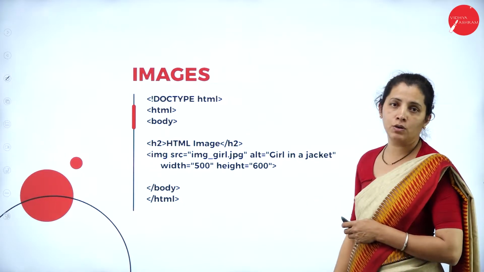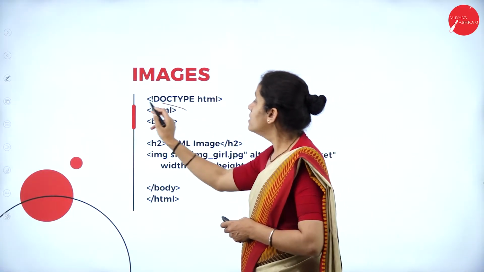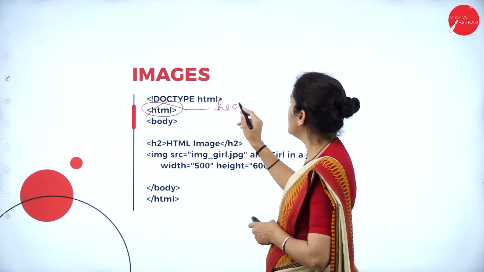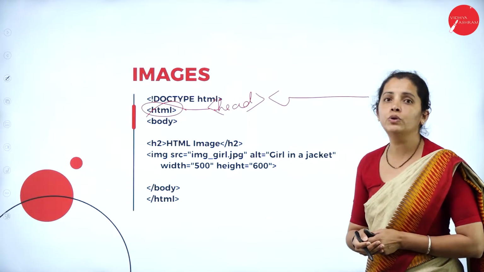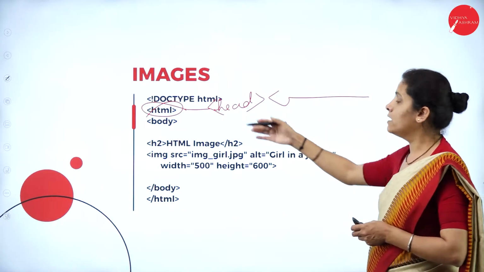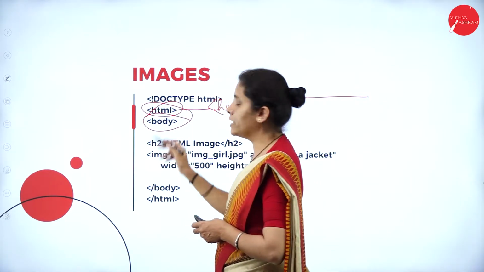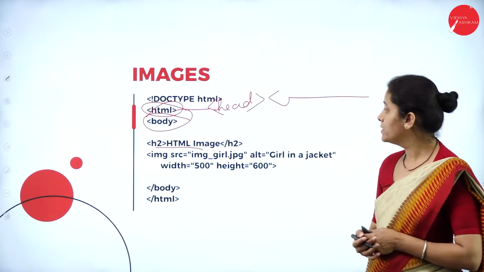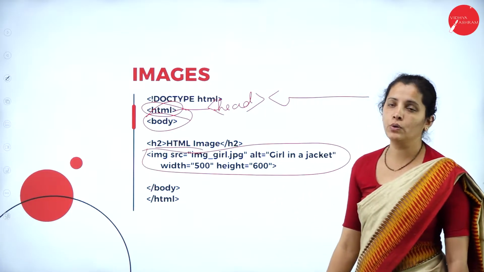How can I insert the image in my web page? See here, the code starts from HTML. Then I can have the head tag. After that I can have the title. Suppose if I want to give a name to my web page, then I can go with the title tag. Then I'm going to close the head. Then see here, inside the body, I have the heading called HTML image. Okay, fine. So this is the code for how I can insert the image.